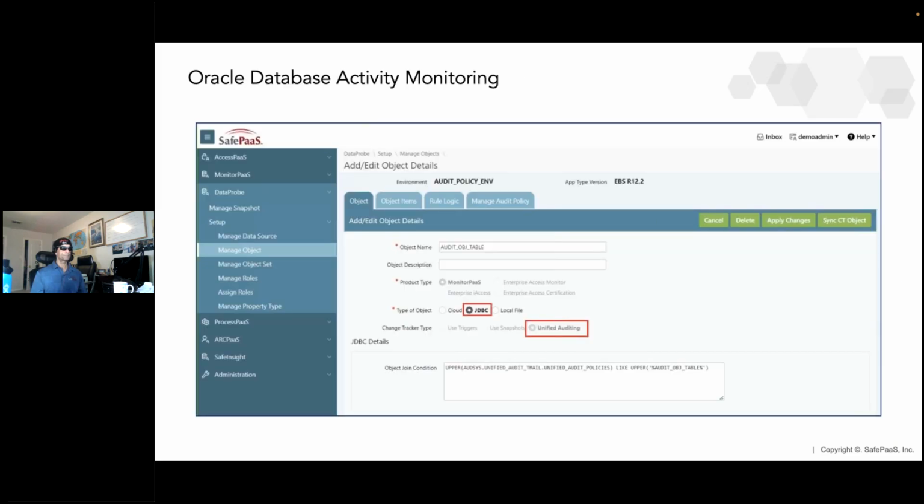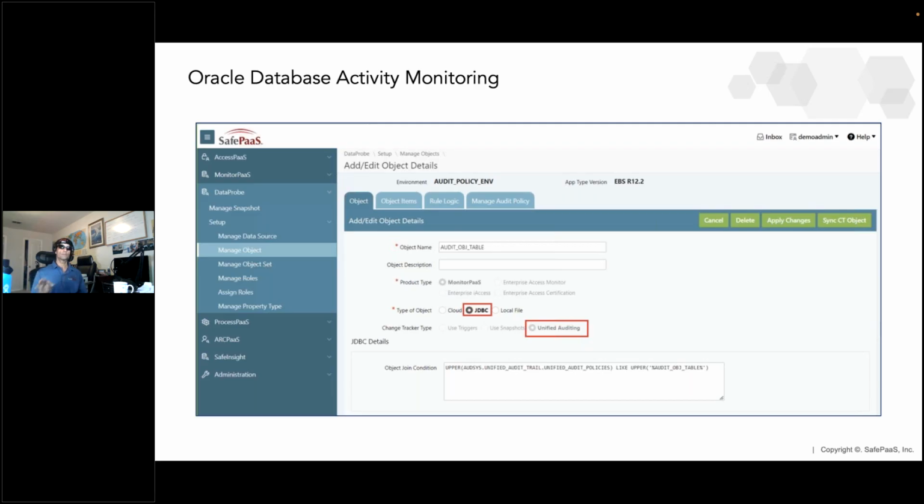Next slide. And this is the monitoring piece. You can see we can connect to a cloud OCI instance through JDBC, but depending how you've configured it, we can connect any which way, right? We can do APIs, REST, SOAP, a flat file, whatever you give us, we can grab it. And we can then enable, as we're showing in this screen, unified auditing straight from SafePaaS, click of a button.